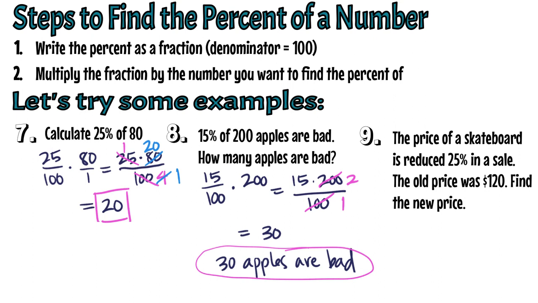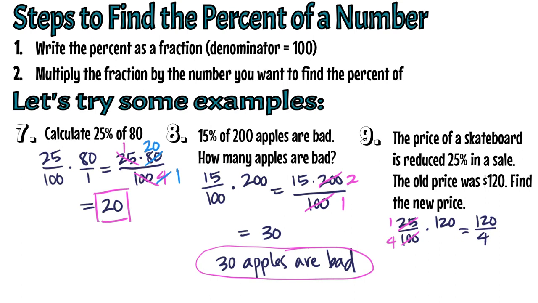So 25% of 120 would be the amount of dollars that the old price was reduced by. So let's find that value by finding 25% of 120. So 25 over 100 is our fractional form, and we're multiplying that by 120. And again, we're going to rewrite this. Well, right away, I can see that 25 over 100 simplifies to 1 over 4. So now I'm just simplifying 120 over 4.